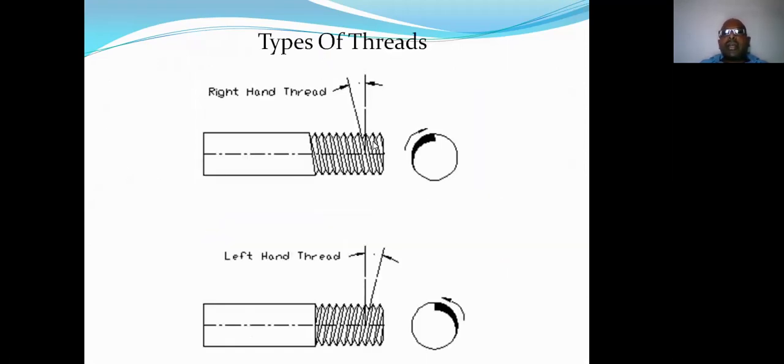So these are the right hand threads. Clearly we can visualize this one towards the extreme right side. The angle of inclination is towards the right side. That's why it is called the right hand thread. If these are towards the left hand side, that's why this one is called the left hand thread.